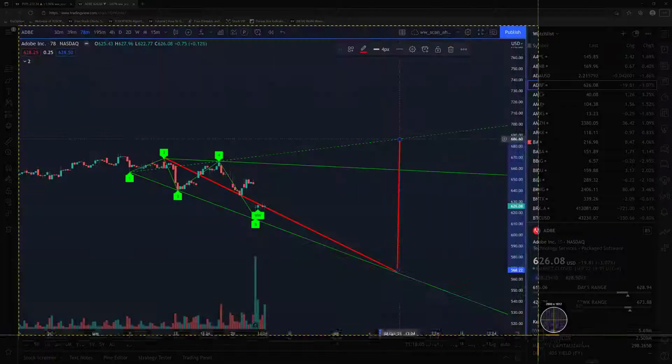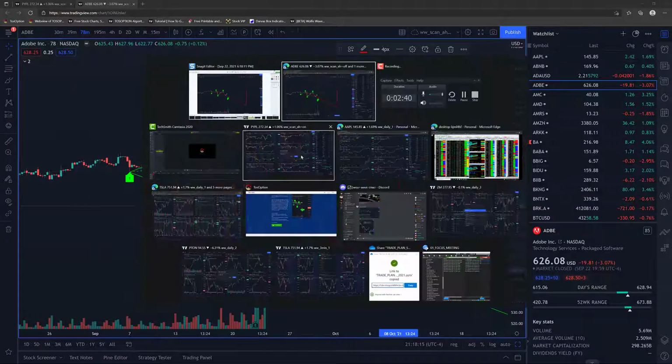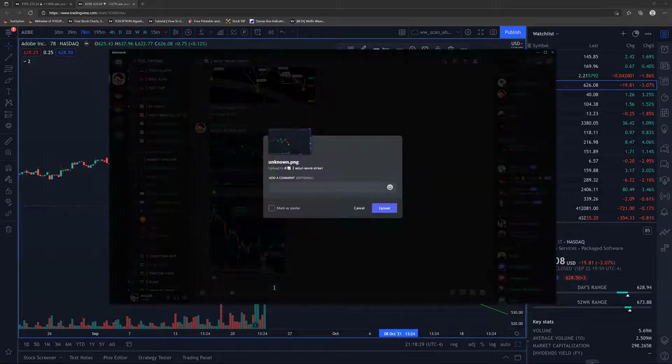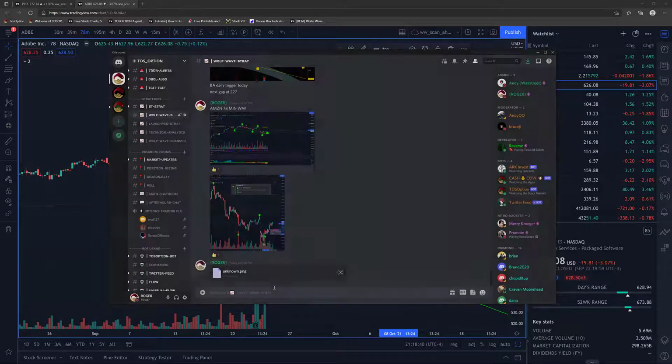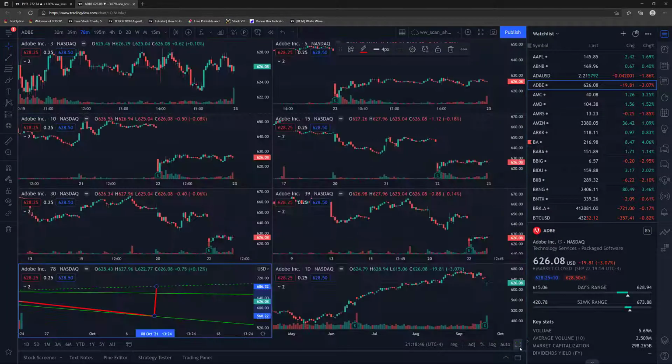With this in mind, I'd probably take a screenshot of that, and then you can apply some other indicators there. I'll go into the Discord room, and if you subscribe to the Wolfe Wave indicator, you get access to the Wolfe Wave strategies and the scanner. I'll post it and just say Adobe, this is the 78-minute, after hours is off, and upload that. So then you can see here's your chart. Then I'll go back and keep on scanning.